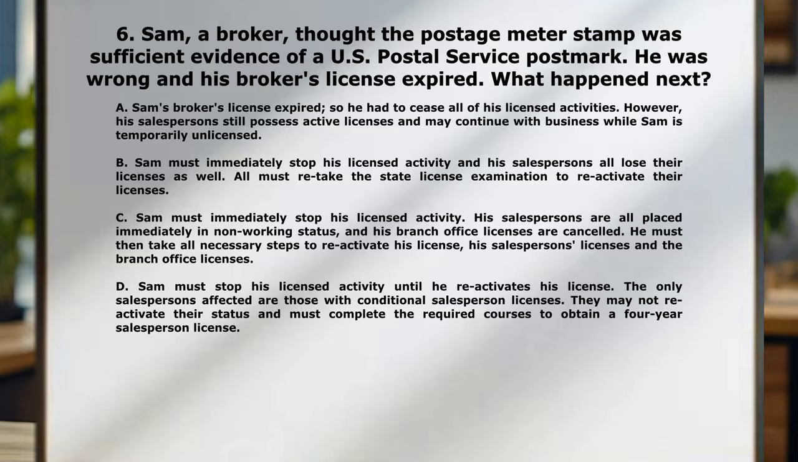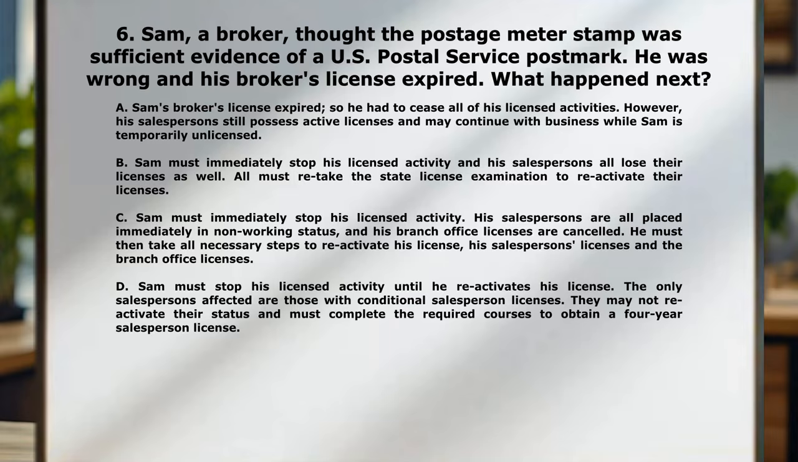C, Sam must immediately stop his license activity. His salespersons are all placed immediately in non-working status, and his branch office licenses are canceled. He must take all necessary steps to reactivate his license, his salespersons' licenses, and the branch office licenses. D, Sam must stop his license activity until he reactivates his license. The only salespersons affected are those with conditional salesperson's licenses. They may not reactivate their status and must complete the required courses to obtain a 4-year salesperson's license.